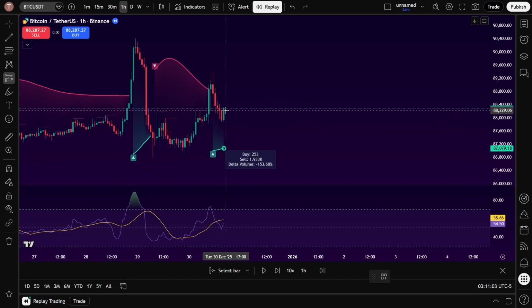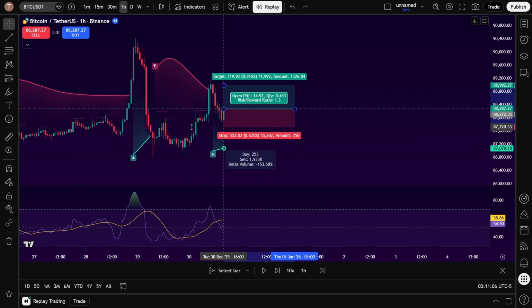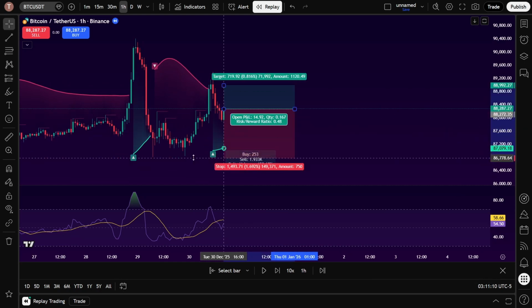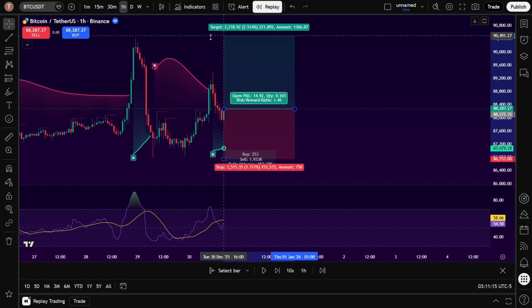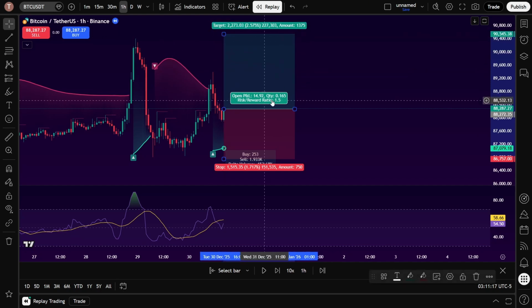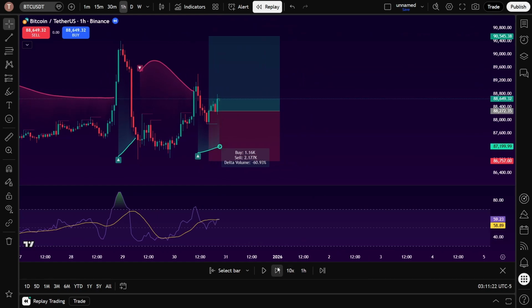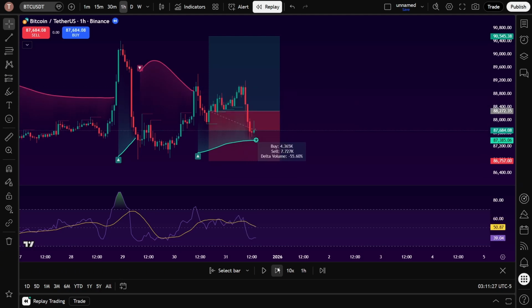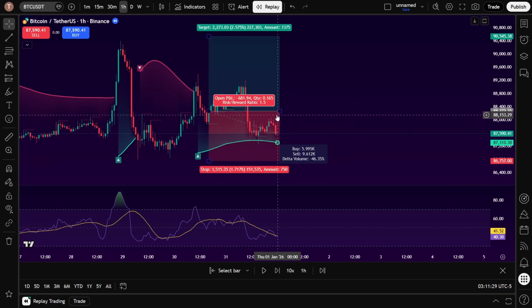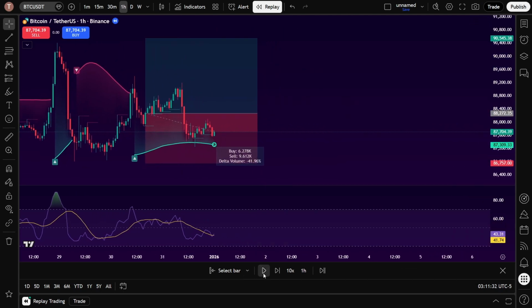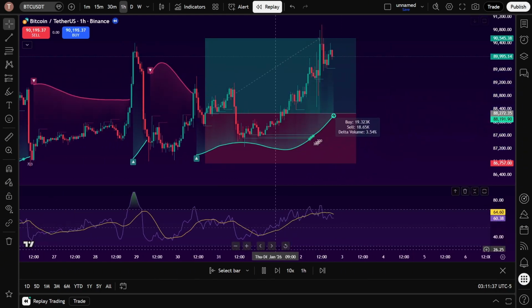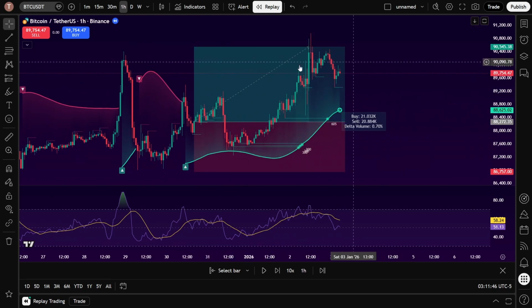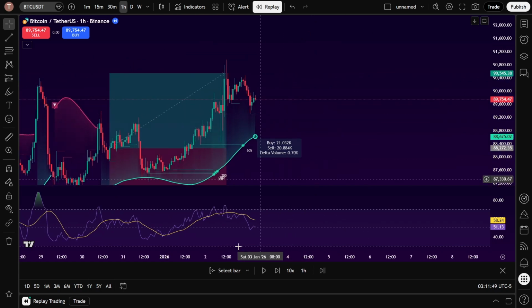We enter this trade from here, and where we need to set our stop loss is below this signal, and set our risk reward ratio as 1 to 1.5. Let's see if it's correct or not. As you see here, it was a successful trade. Let's see the next in a row.